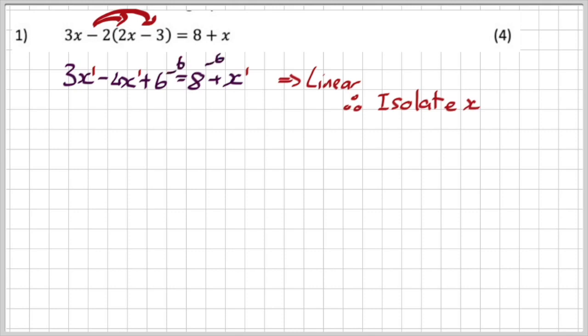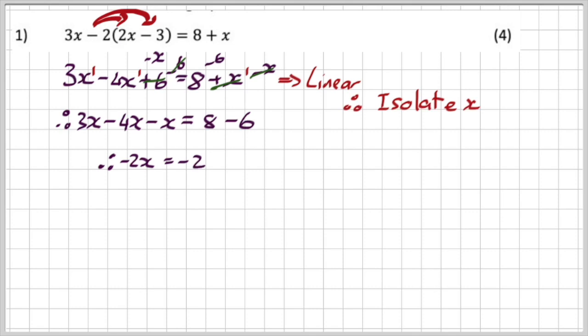Then I'm going to subtract 6 on both sides and also subtract x on both sides, leaving me with 3x minus 4x minus x equal to 8 minus 6. So on the left, I've got negative 2x, and on the right, I've got negative 2. Remember, I'm trying to isolate x. So I'm going to divide both sides by negative 2, and therefore x is equal to 1. As easy and as simple as that.